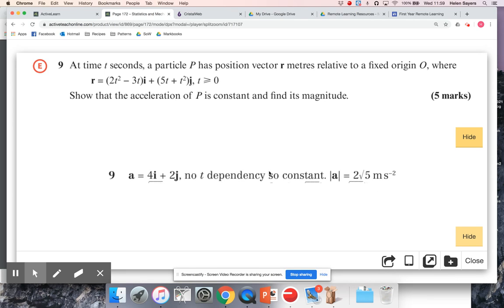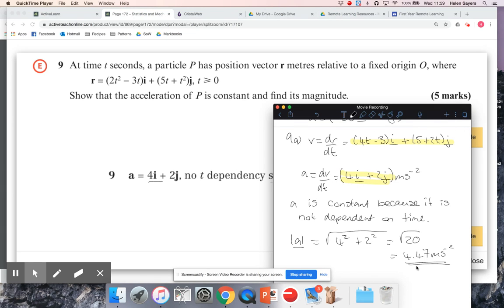Okay, let's just check those answers. So 4 plus 2, yeah, and then they've left theirs as a simplified surd. Okay, 3 significant figures is also fine.